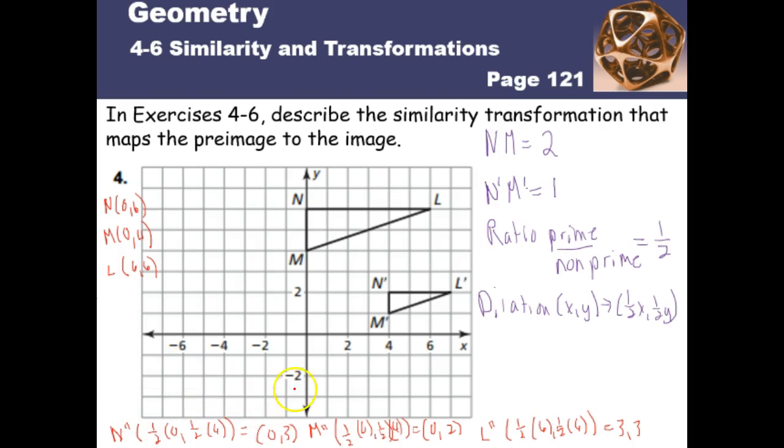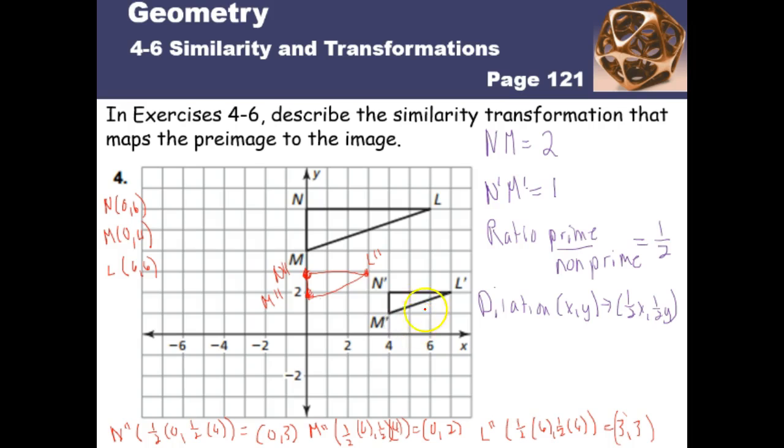Okay, so this was 0, 3, not 0, 2. So this is N double prime. And this is 0, 2, which is M double prime. And then finally, this was L double prime, which is 3, 3. So 3, and then 1, 2, 3. And I'm going to connect the dots. Okay, let's erase that. It's messy. So there, there, and there.